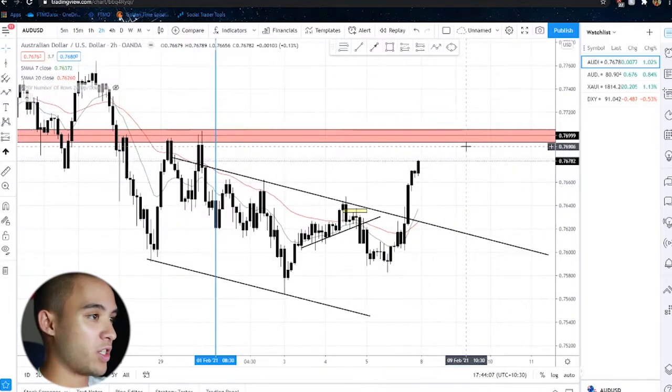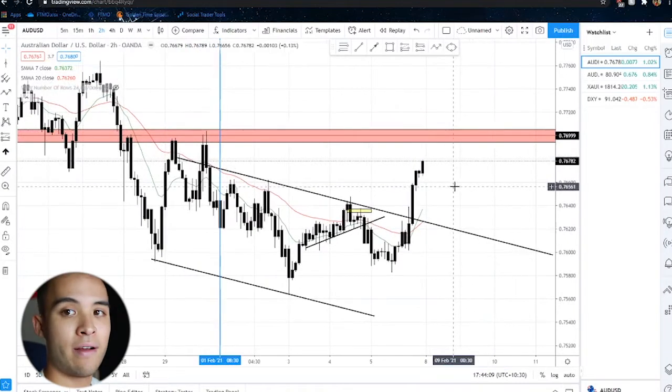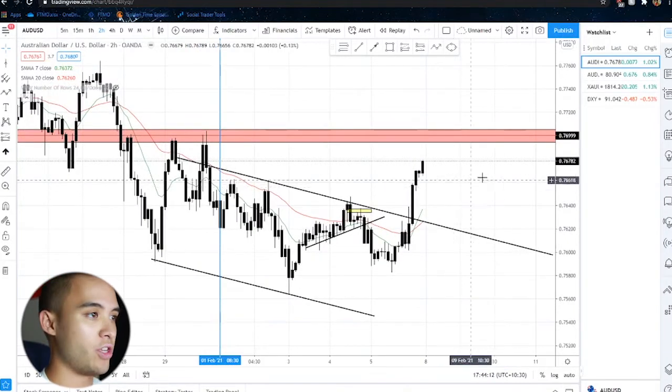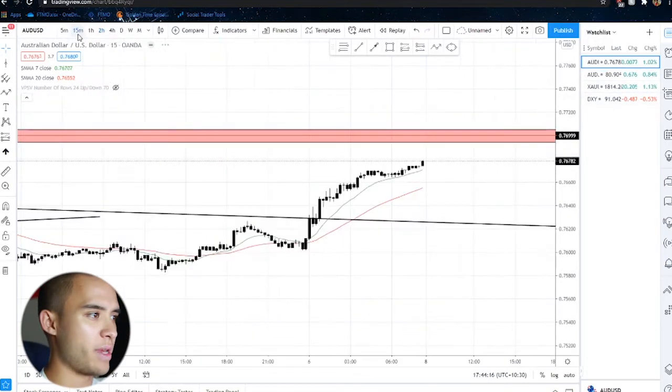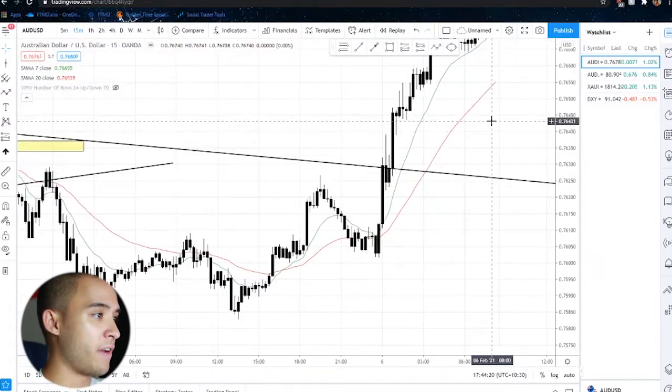And yeah, that's pretty much just a few scenarios that could play out. Now we don't know what's going to happen. So what I usually do is I look through its correlating pairs to sort of give me a clue. But yeah, going into the smaller time frames, you can see it is very bullish.